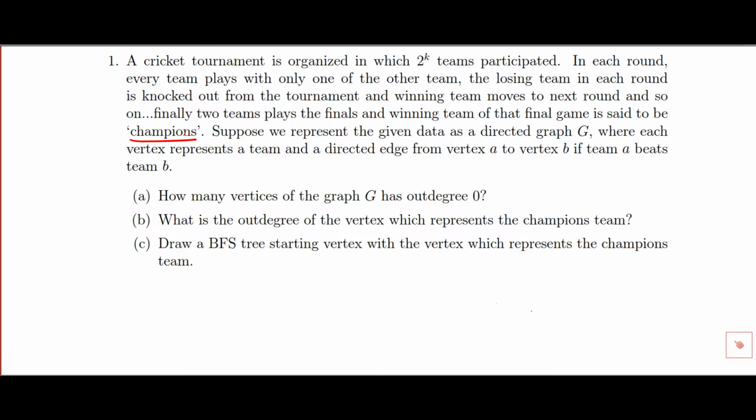Suppose we represent the given data as a directed graph G where each vertex represents a team and there is a directed edge from vertex A to vertex B if team A beats team B. So basically, a knockout cricket tournament is organized and in each round, one team will play with one of the other teams, in pairs. If a team loses, it is out of the tournament, and if the team wins, it moves to the next round.